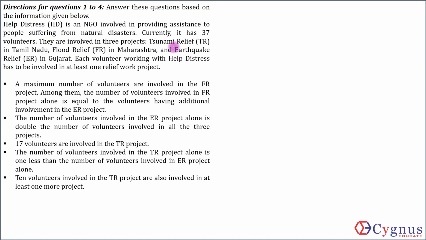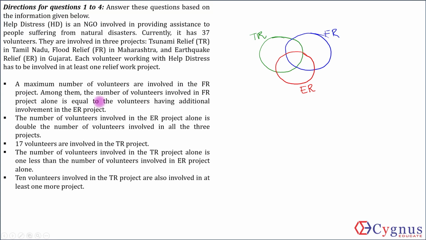Now I have three sets: people who are involved in tsunami relief, people who are involved in flood relief, and those who are involved in earthquake relief. I'll start with a Venn diagram with three sets. Now at this point, the first thing that I feel like is reading up all the information wherein numbers are given so that I can straight away plug those numbers somewhere. Now, the first point does not have any numbers, so I'm not going to go with that.